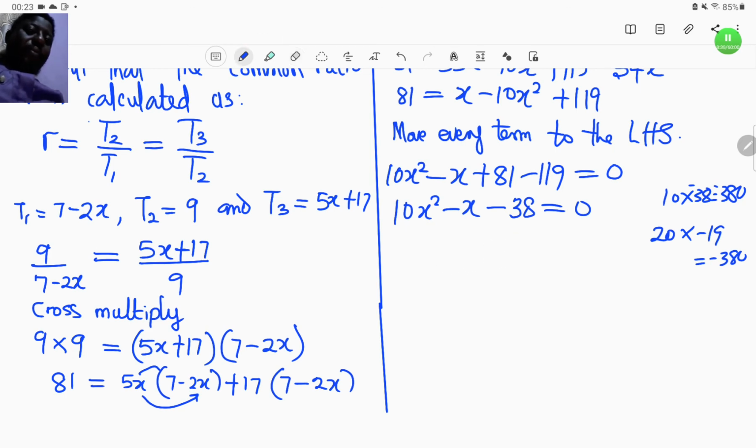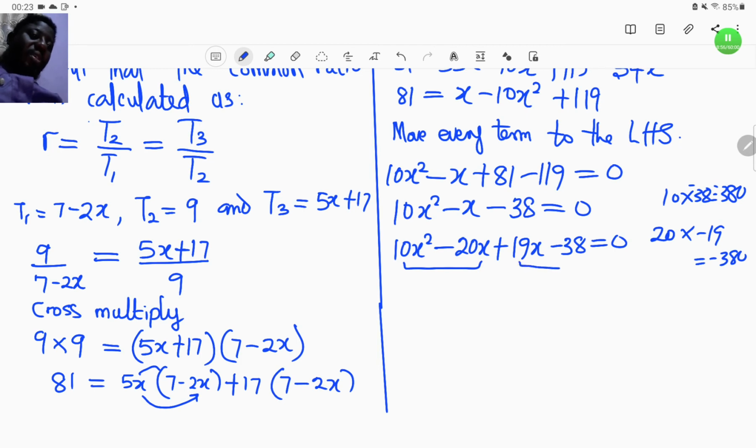So what do we have? We have 10x squared minus 20x plus 19x minus 38 equal to 0. The first two terms will be factorized separately. The second two terms too will be factorized separately.